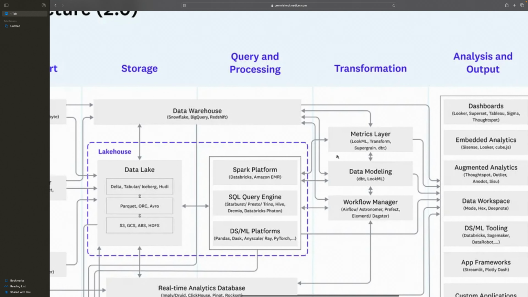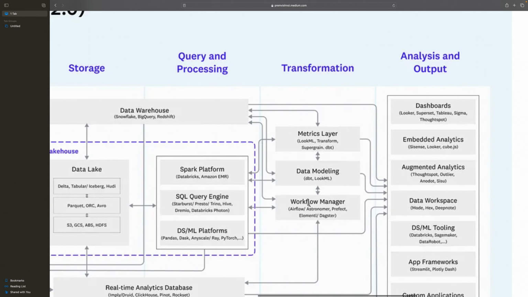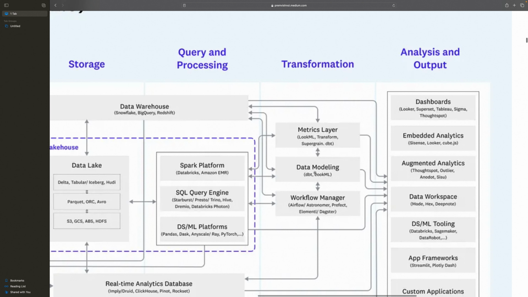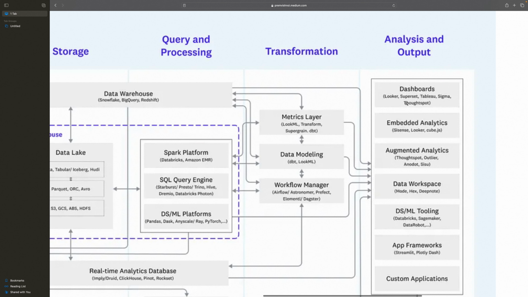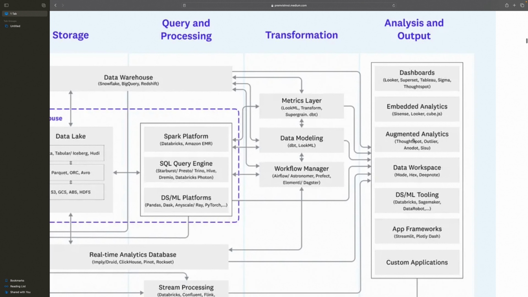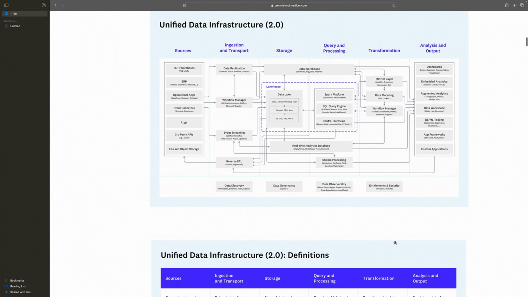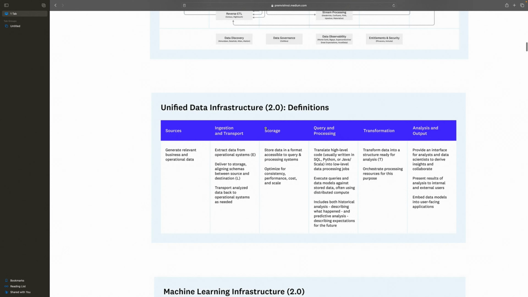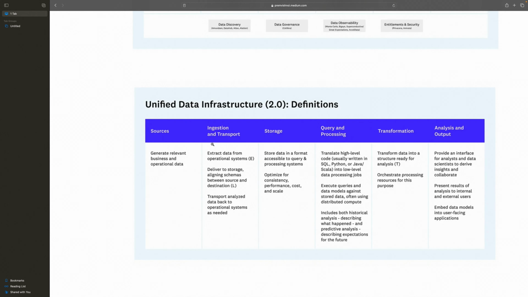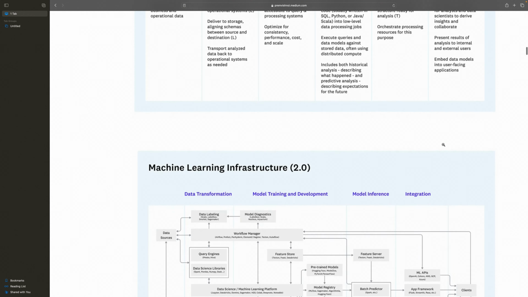And then we have the transformation layer: data modeling, workflow managers, and metrics. The modeling basically uses SQL. For metrics, LookML, Transform, dbt, and for dashboards we use Looker, Superset, Tableau, Sigma, embedded analytics and augmented analytics, data workspaces, DS/ML training, app frameworks, and custom applications. So this is the previous architecture, 2020. The unified data architecture, as I said, has source layers, then the ingestion layer, then the storage layer, then query processing and transformation, and query analytics.